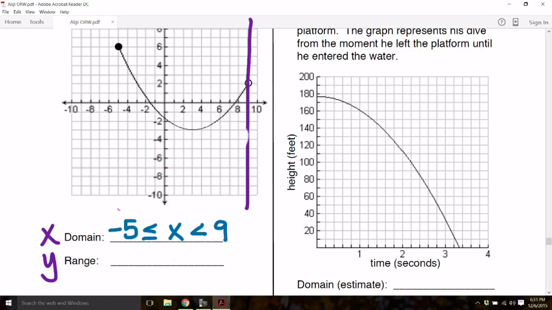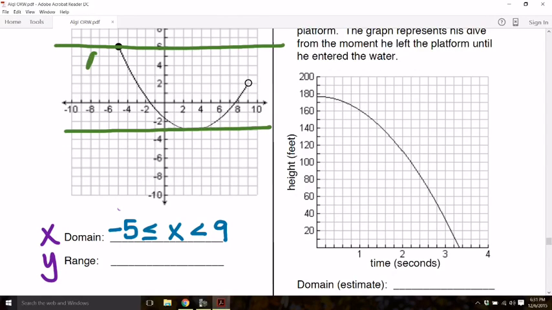So the range has to do with the y's, so that's from the bottom of the graph to the top of the graph. So I'm going to go as far down as the graph goes and as far up the very highest point. And this is the range of my graph. Okay, so the lowest point on my graph, it looks like, is -3, and the highest point on my graph is 6. Then I'm going to put a y in the middle.